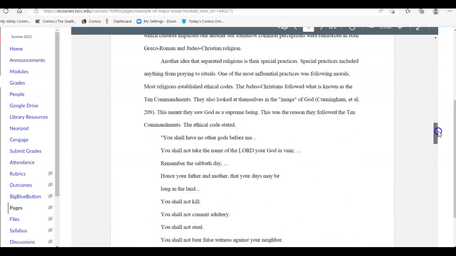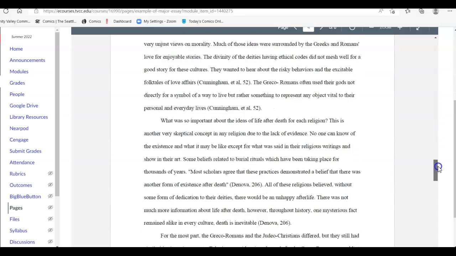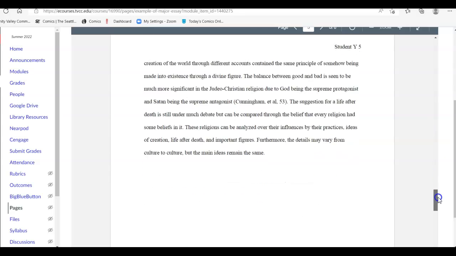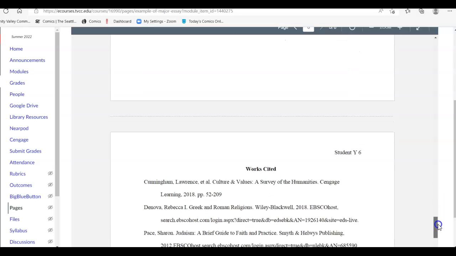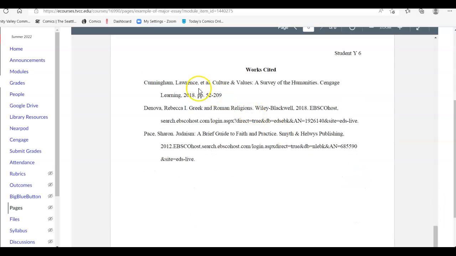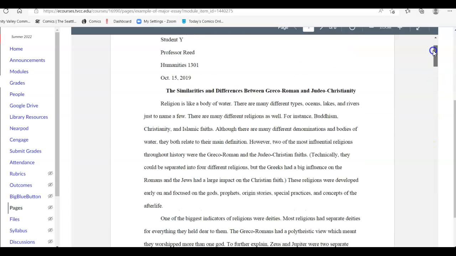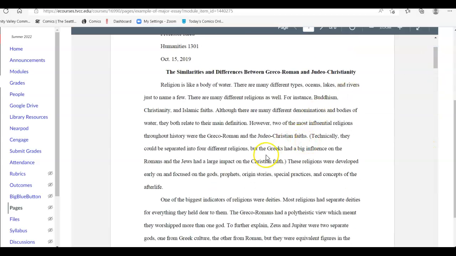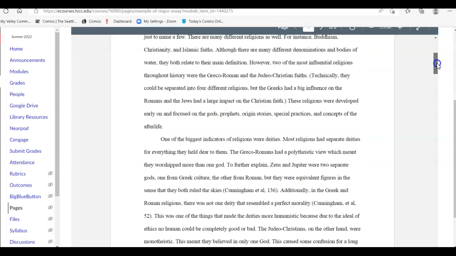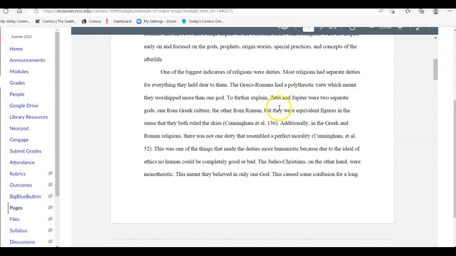This gives you a reasonable look at how long your essay should be. And then here's the works cited page for this one. Again, you'll see Cunningham, they used that version, and then 2 other articles are used in this essay. When you go through the essay, you'll see the references that are used. In this particular case, here's the first one, where it's offering information that was paraphrased from the textbook.